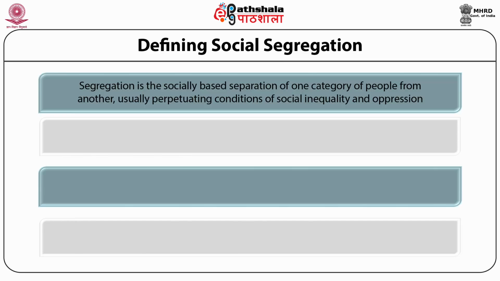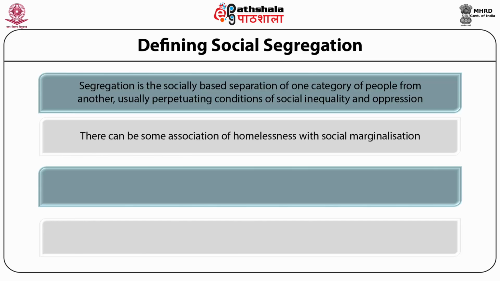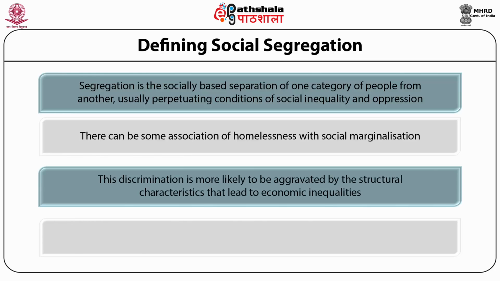Most of the theories of homelessness find that there can be some association of homelessness with social marginalization. There are certain theories which relate homelessness with the individual characteristics or the personal failings such as disability, mental illness, substance abuse, criminal behavior, delinquency, family breakup, domestic violence, inability to work, or poor job skills along with the caste and ethnicity.